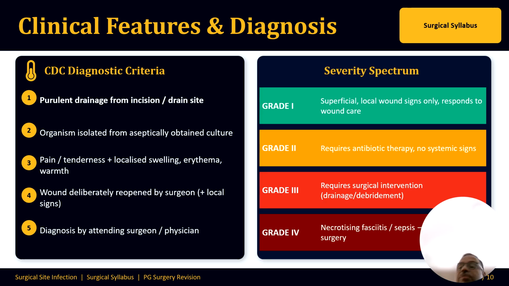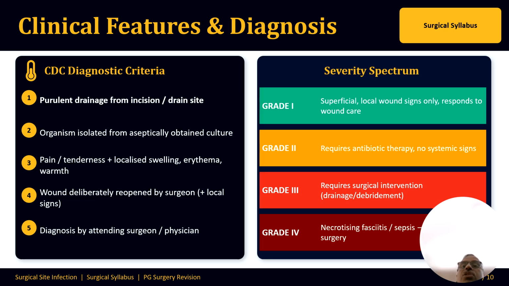Now coming to the severity spectrum. Grade 1 surgical site infection means superficial surgical site infection, local wound signs only, and generally such type of patients respond to wound care.